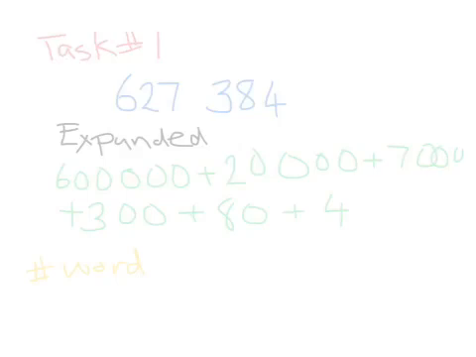In number word form, this one's a little bit easier because we don't actually have a million. We're just looking at thousands and the hundreds. So we have 672,000 and 384. So that was pretty easy, right? Let's try the next one, ladies and gentlemen.